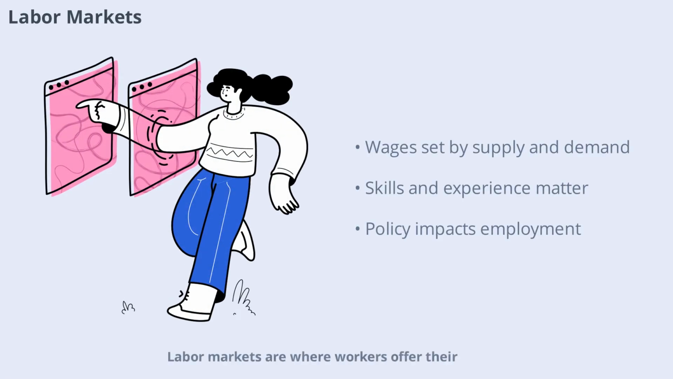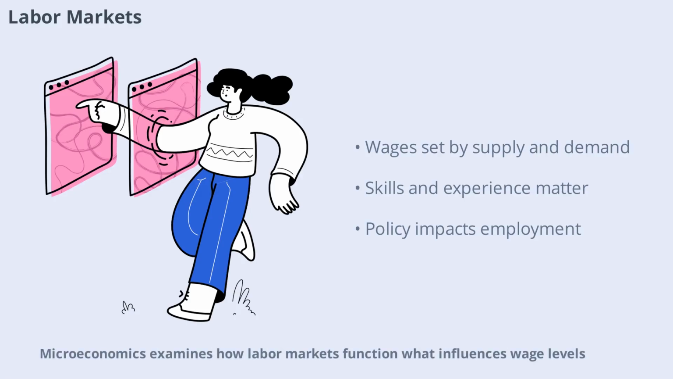Labor markets are where workers offer their skills and employers seek to hire them. Wages are determined by the supply and demand for labor, as well as factors like education, experience, and working conditions. Microeconomics examines how labor markets function, what influences wage levels, and how policies like minimum wage laws affect employment. Understanding labor markets is essential for analyzing income distribution and employment trends.